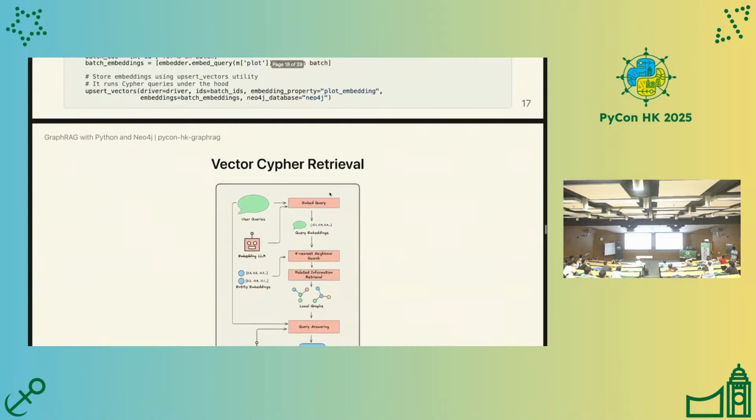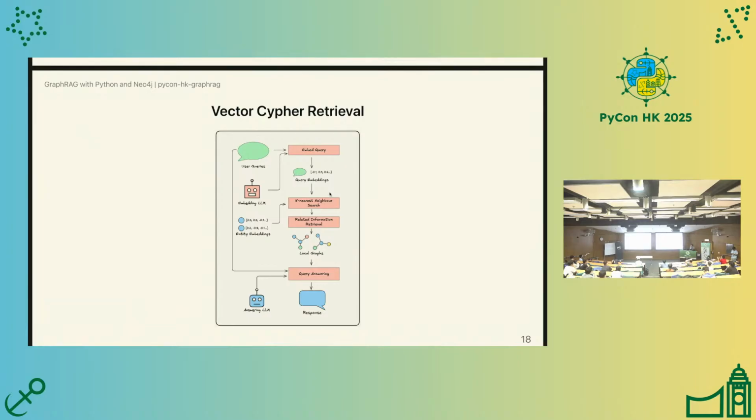So I'm going to go straight to this slide first. So how does it work? One of the ways to do this is a thing called vector Cypher retrieval, which is basically you use vector retrieval to get some nodes and then run Cypher queries to get additional information before you give it to the LLM for answering.